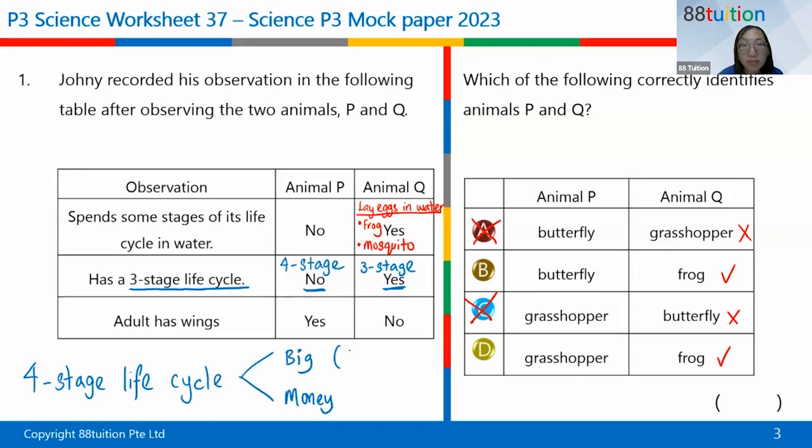So big means which animal? Everybody type in the chat. What does big money stand for? And give me both answers. Big money stands for what? Type into the chat. I should have 5 answers. Big money stands for which animals with 4-stage life cycle? Okay, and your first answer is correct. I need a second answer. What does money stand for? The rest, quickly type into the chat. Now, boys and girls, you really have to type into the chat your responses. If you cannot remember, write not sure.